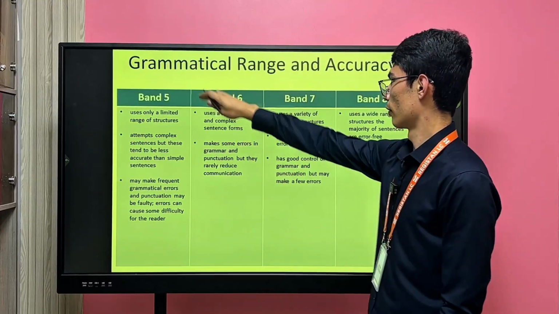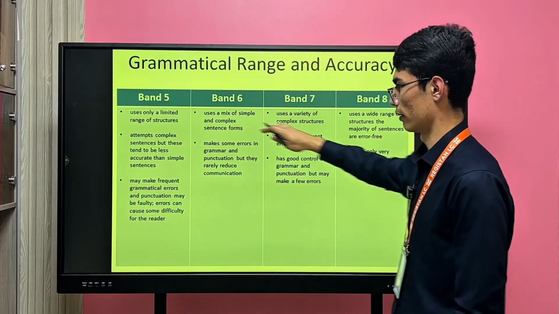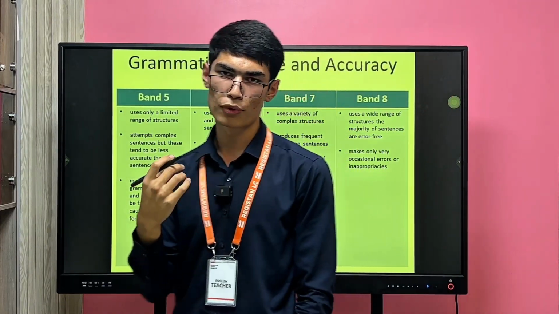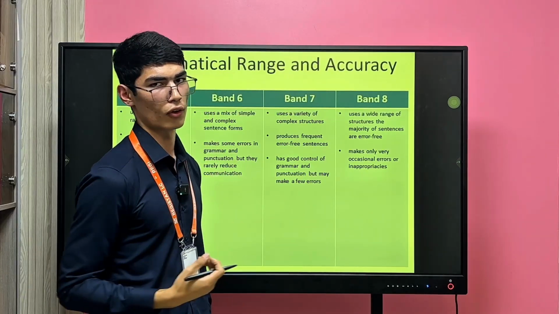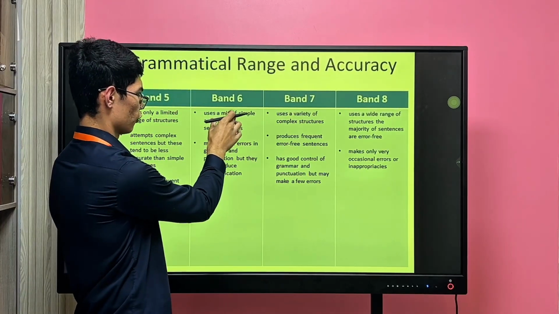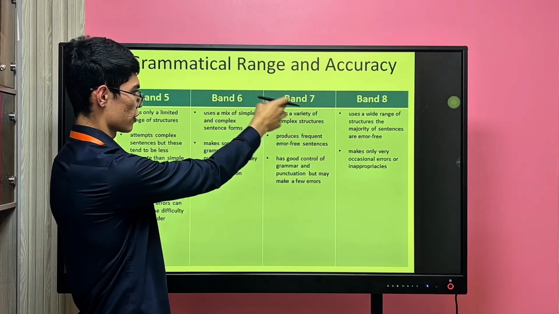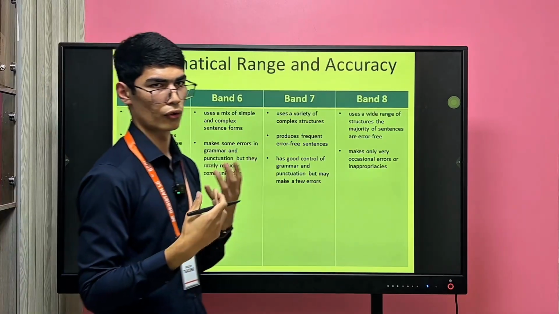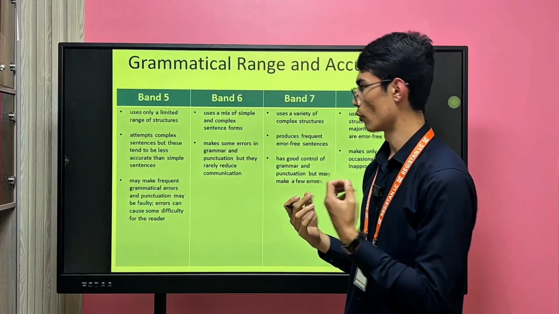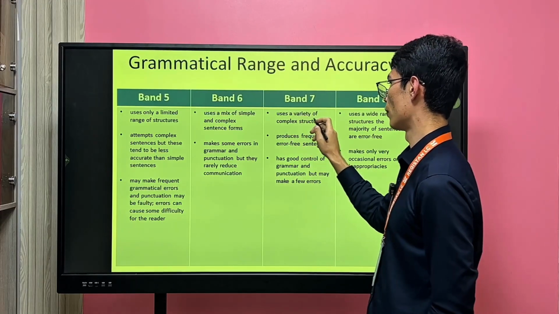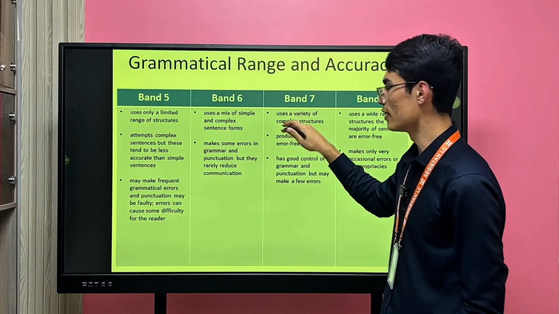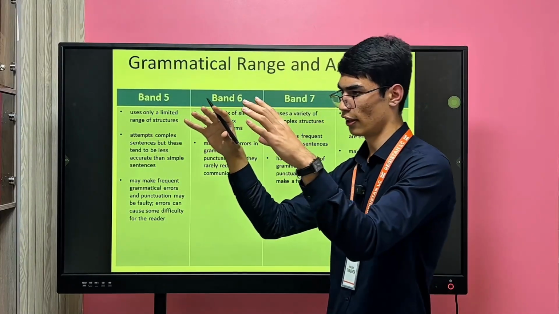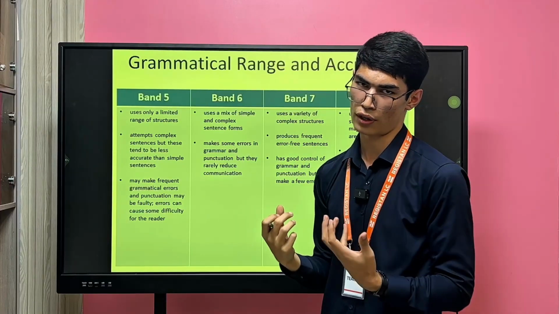So here, grammatical range and accuracy, and here you can see the bands, band 5, 6, 7 and 8. The most problematic thing for the vast majority of the students is jumping from 6 to 7, because it's extremely difficult. As you can see here, what your essay must include in order to get band 7: use a variety of complex structures. This is what we need. That's why we need inversion. Actually, inversion symbolizes complex structure.